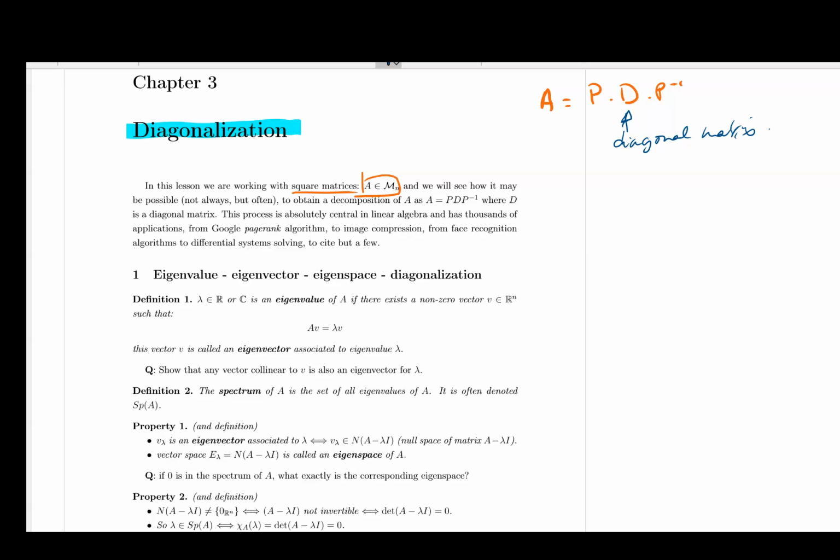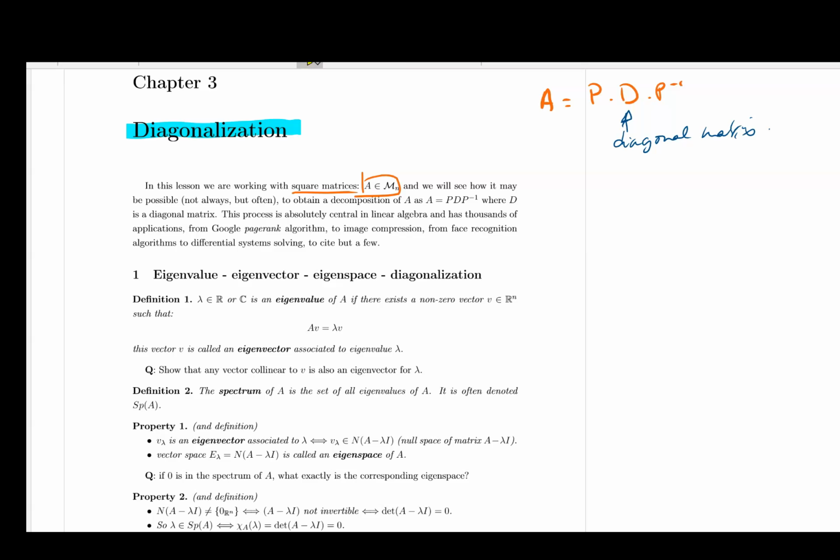And why would we want that? We want this because diagonal matrices are good. We can do many things much more easily when the matrix is diagonal. And we will see some examples of applications of this, for instance in order to solve some differential systems of the first order. This is as it is written in the lecture notes.